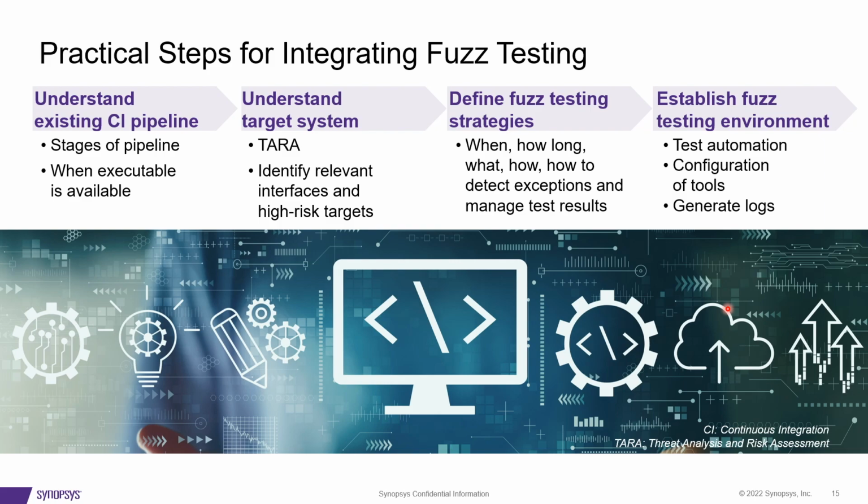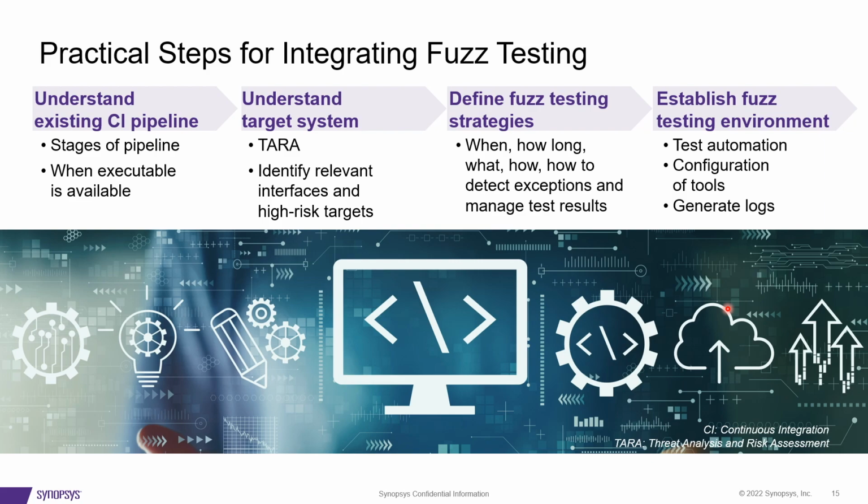Here we need to understand what are the stages of the pipeline and when is the executable available for fuzz testing. The second step is understanding the target system. As I described, here we can use a TARA, a threat analysis and risk assessment, to identify relevant interfaces and high-risk targets. The third step is to define fuzz testing strategies, as I mentioned on the previous slide. Here we need to define when to test, how long to test, what to test, and how to test, as well as how to detect exceptions and manage the test results.